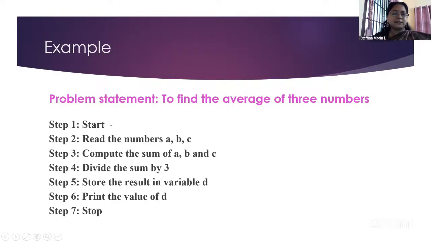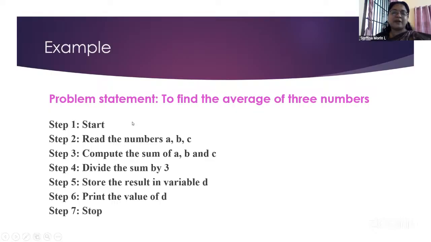Okay, just start with start. Then read the numbers, which is your input statement. Compute the sum of A, B, and C is your calculation. That is your computation process. Process statement is compute the sum of A, B and C. You need to find the sum first, then find the average by dividing the sum by 3. These are the calculation processes.